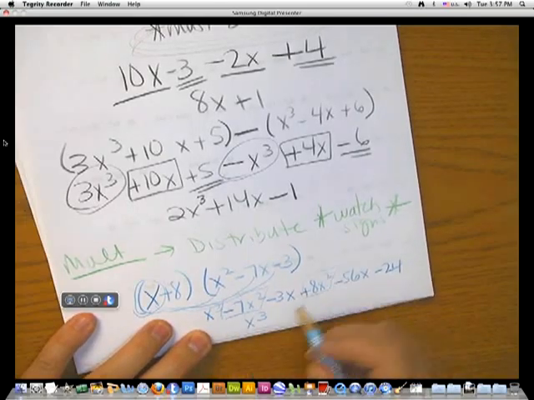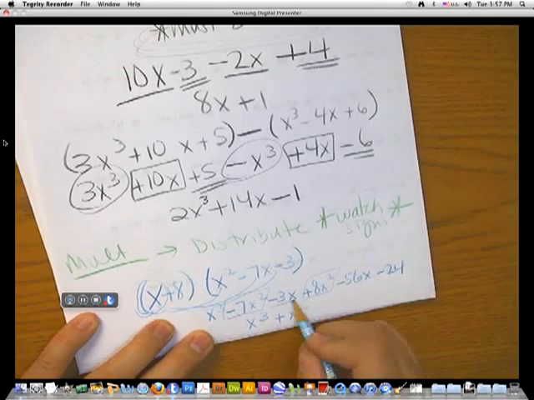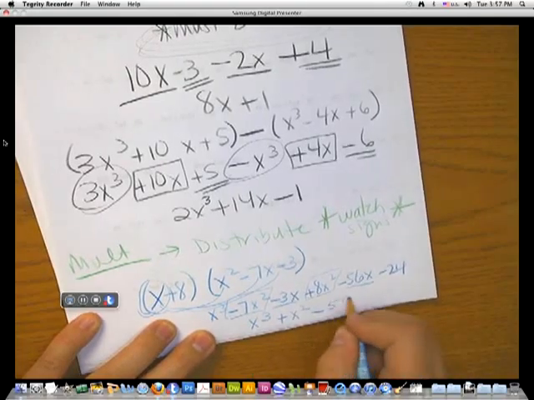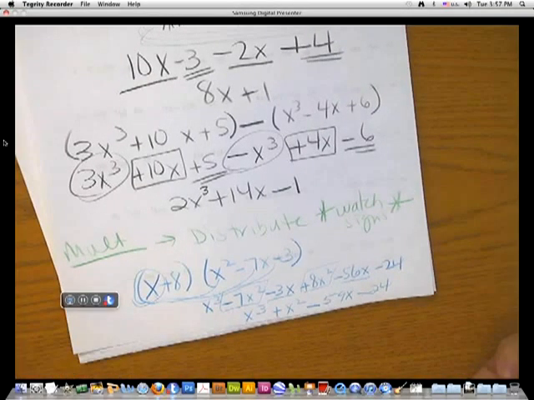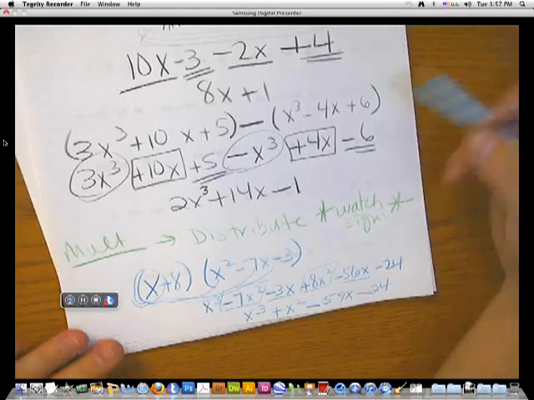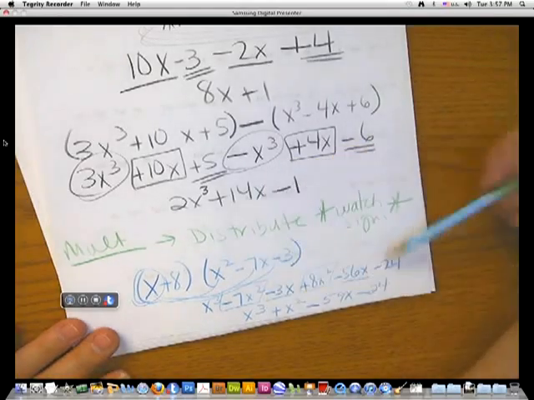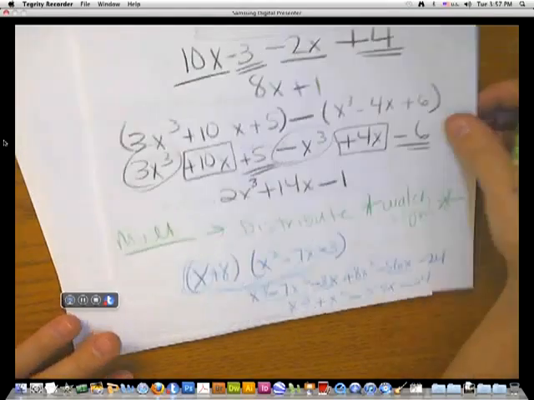Cubes, squares, singles, and then finally the constant. But they all need to be combined in polynomial order. If you don't put them in the proper order, you will be deducted points for it.